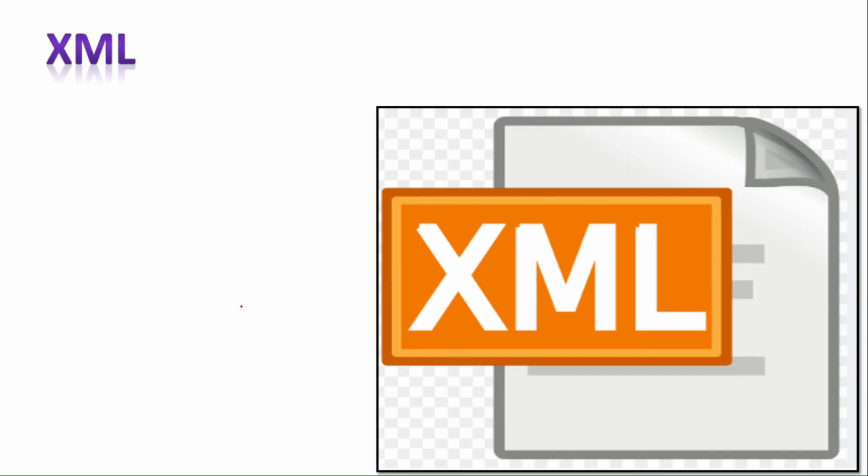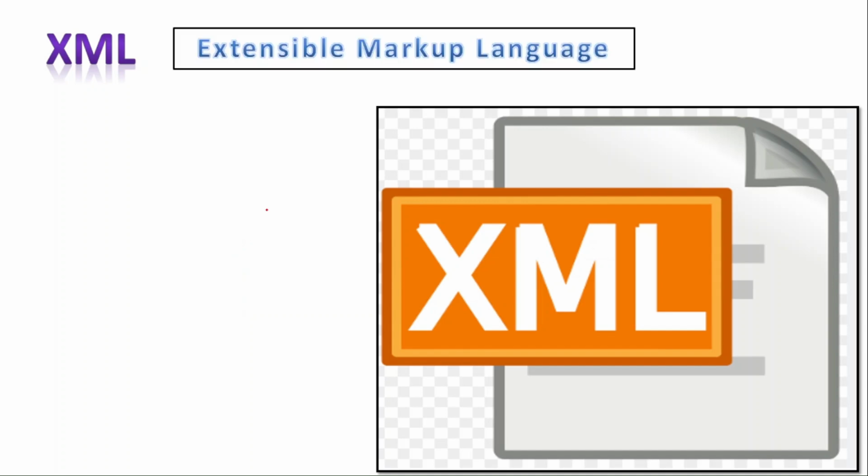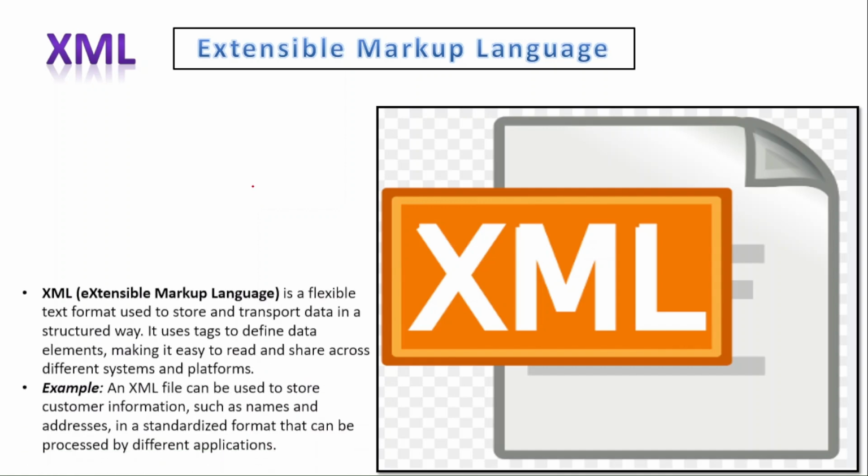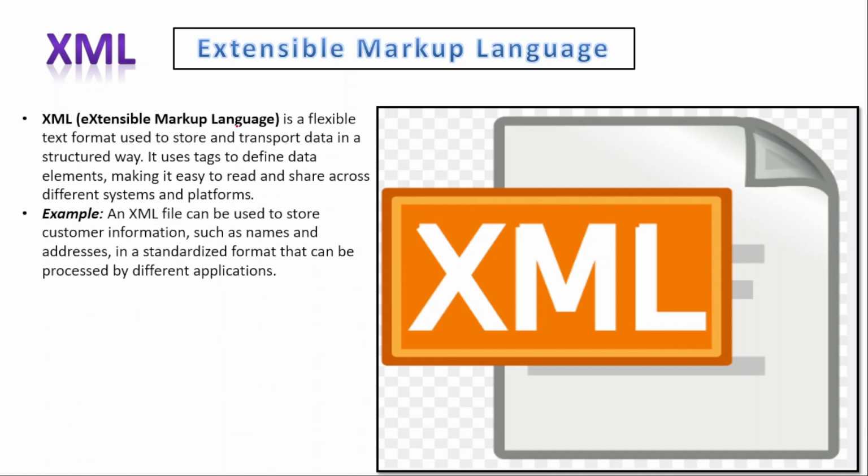XML, that is extensible markup language. So XML, or extensible markup language, is a flexible text format used to store and transport data in a structured way. It uses tags to define data elements, making it easy to read and share across different systems and platforms. Example, an XML file can be used to store customer information such as names and addresses in a standardized format that can be processed by different applications.